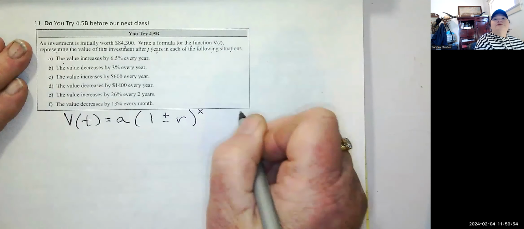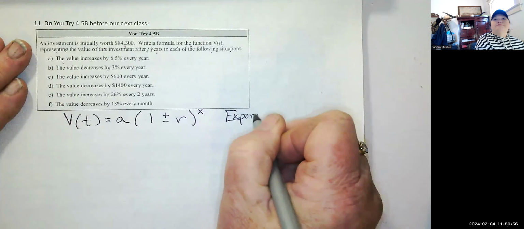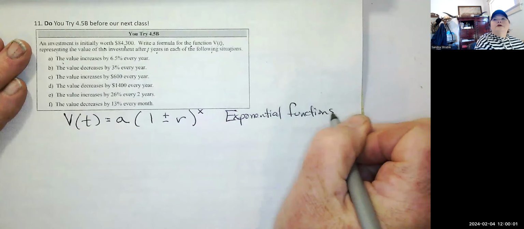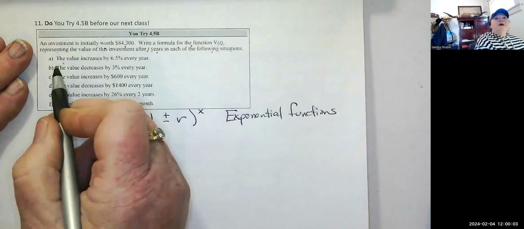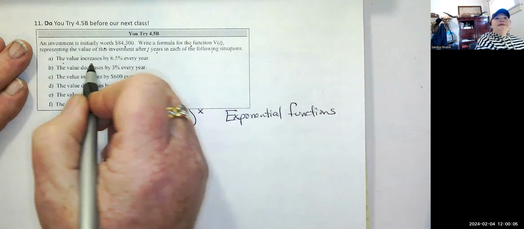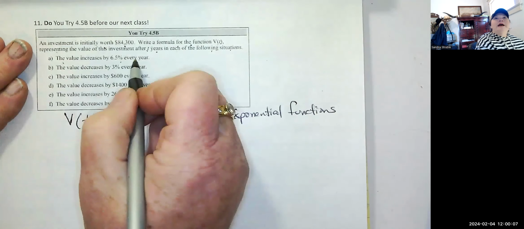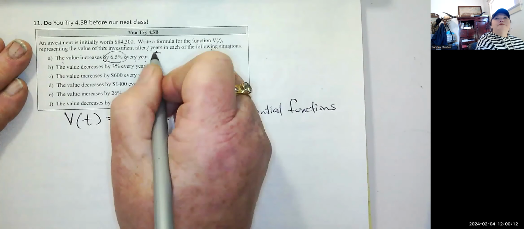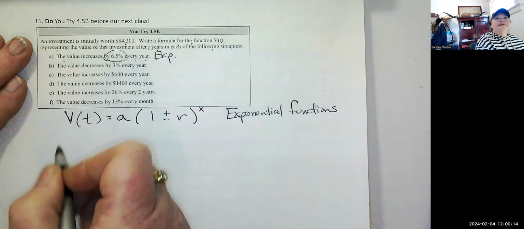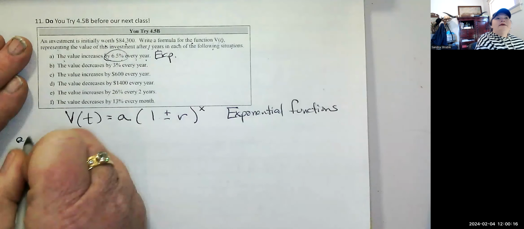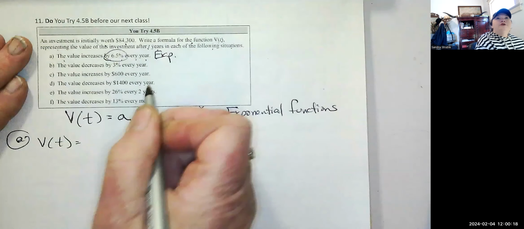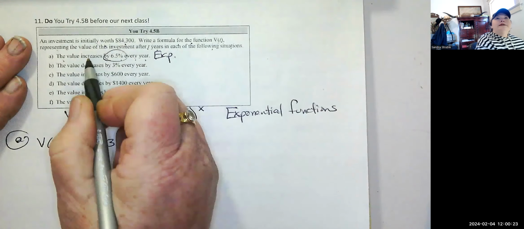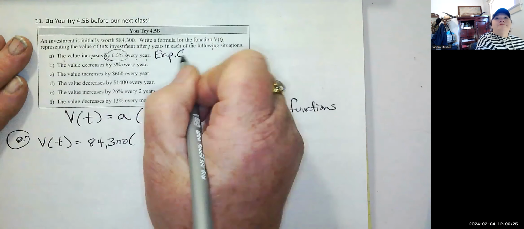for my exponential functions. All right, we just need to make sure they're exponential. All right, so the value increases by 6.5% every year. So that's exponential because it's a percent. So I'm going to write exponential so I don't mess that up. So A is V of t. Initial value is 84,300. And it's increasing, so that's growth.